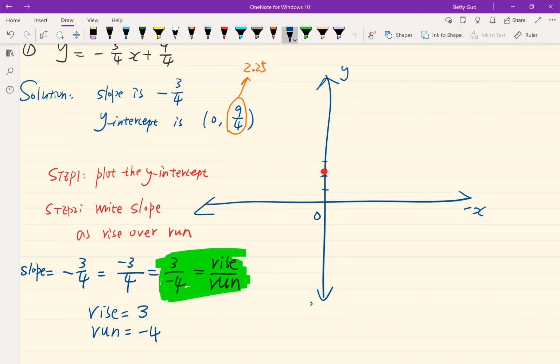Awesome. So step two, you are going to write a slope as a rise over run. Identify what is the rise, what is the run, okay? And how do you use the rise and the run? Step 3.